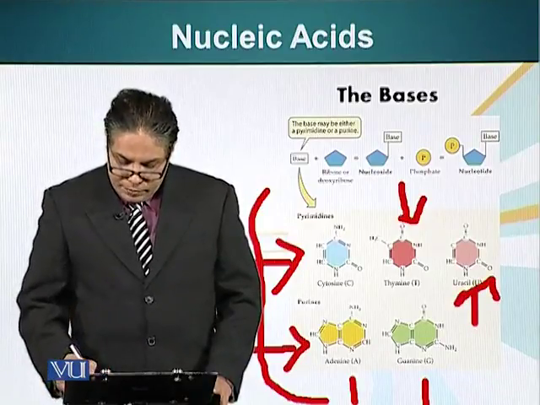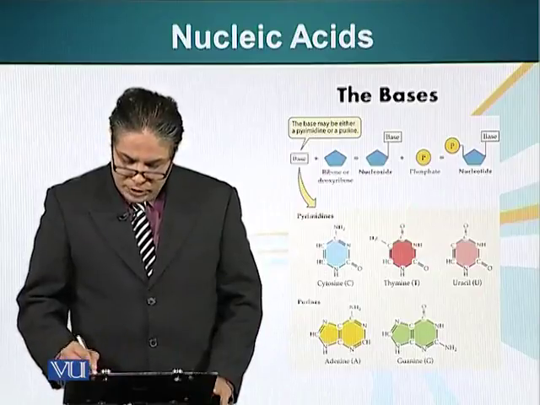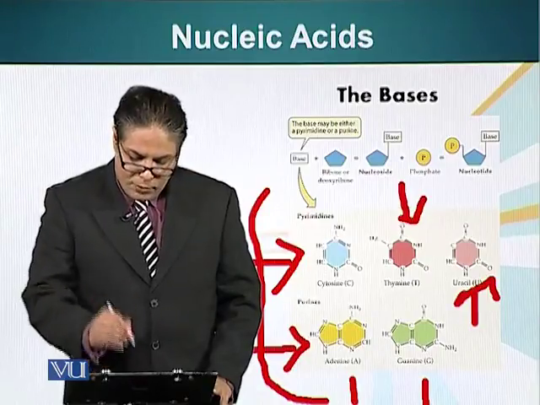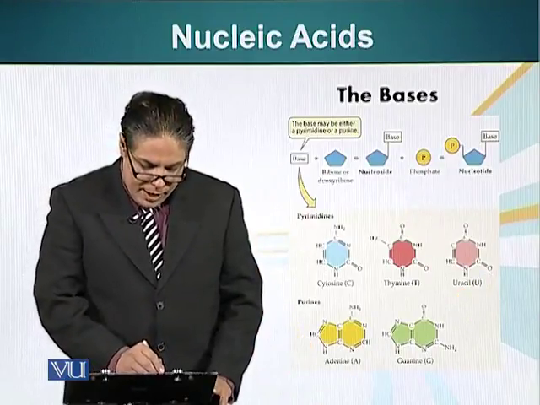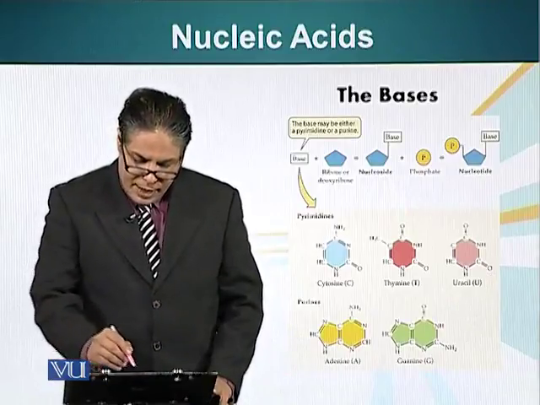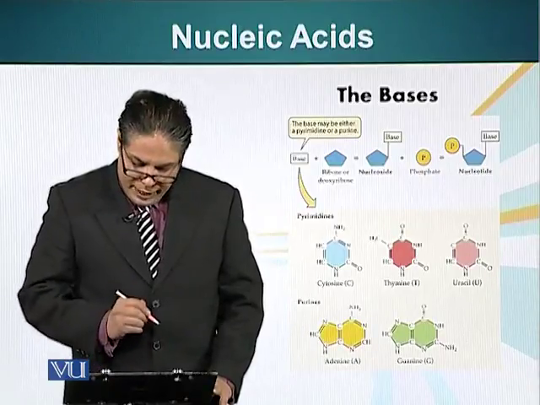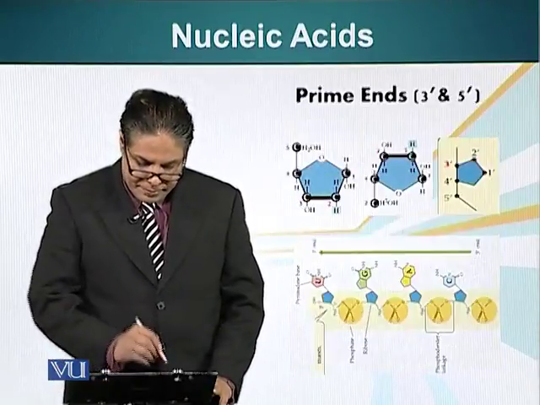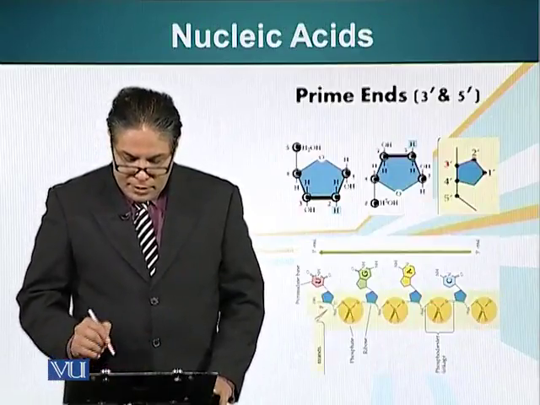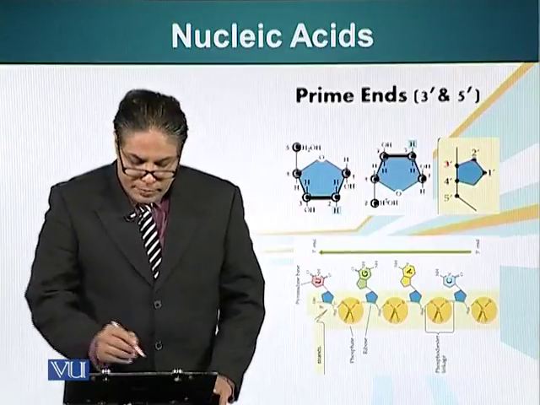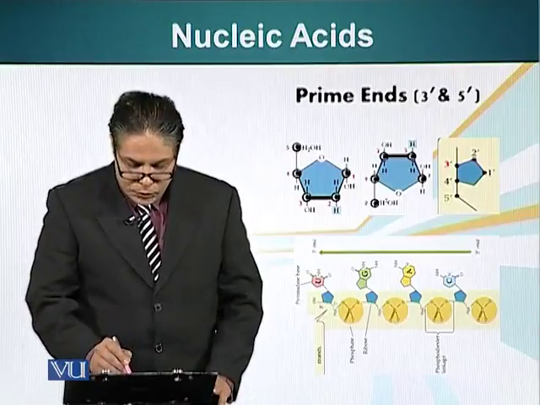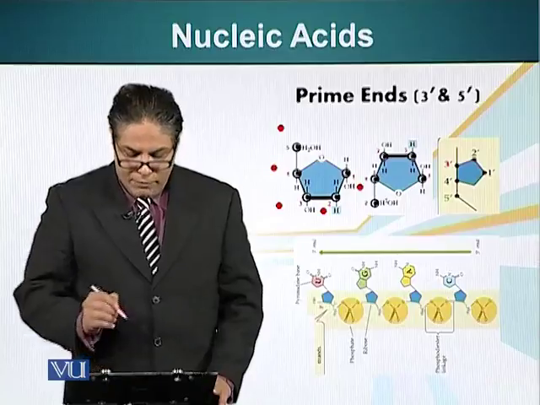Now I would like to talk about the pentose sugar, because it plays a very important role in the chemistry of the nucleic acids. I am going to bring up the structure of the pentose sugar, and we are going to see why it is important. Here's the pentose sugar, the ribose. The carbon atoms in this ribose are numbered 1, 2, 3, 4, and 5.